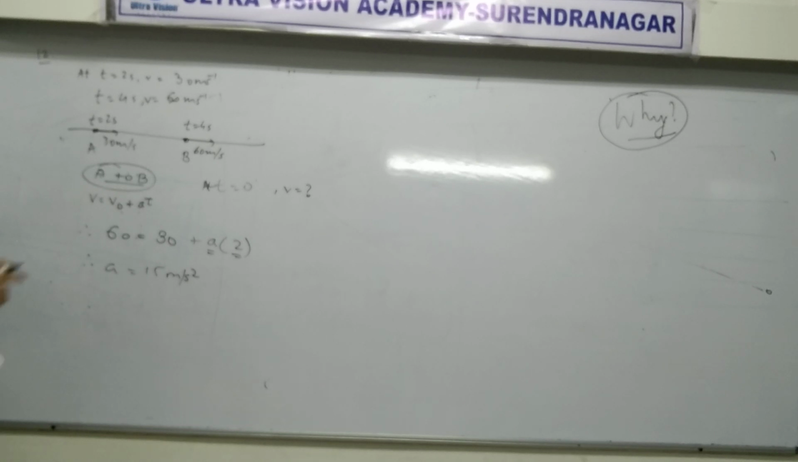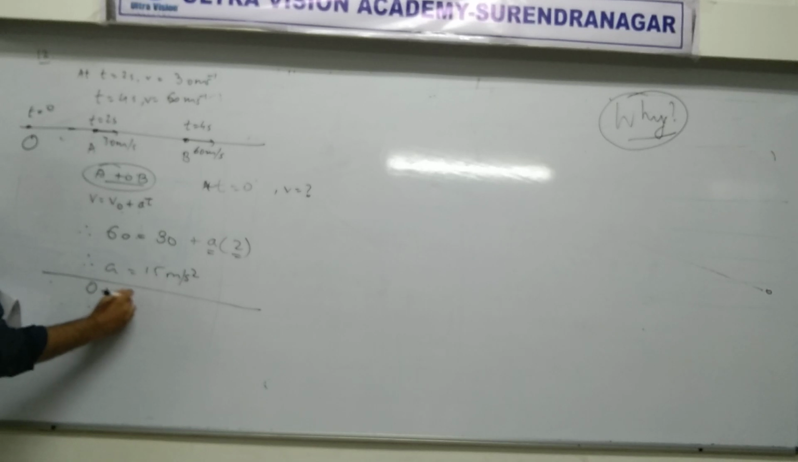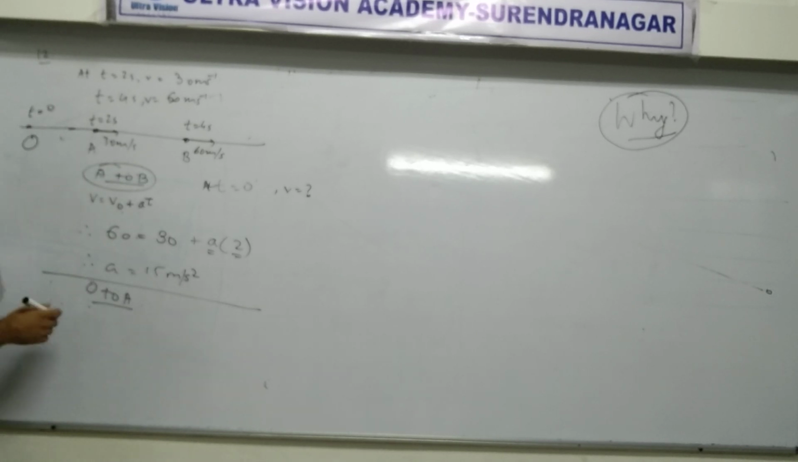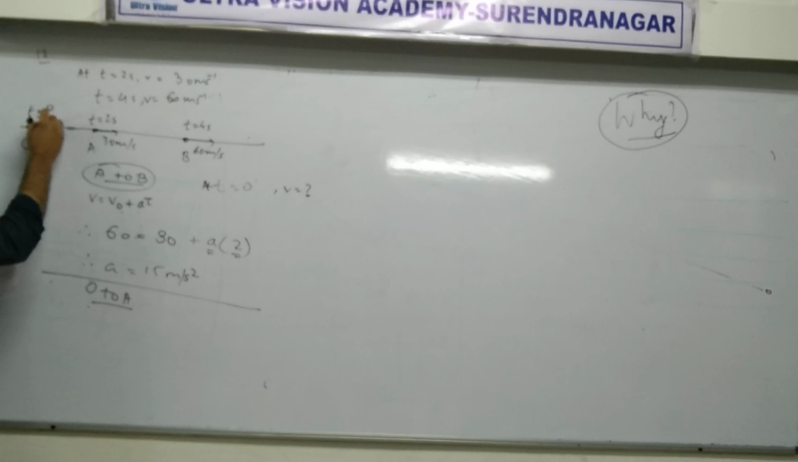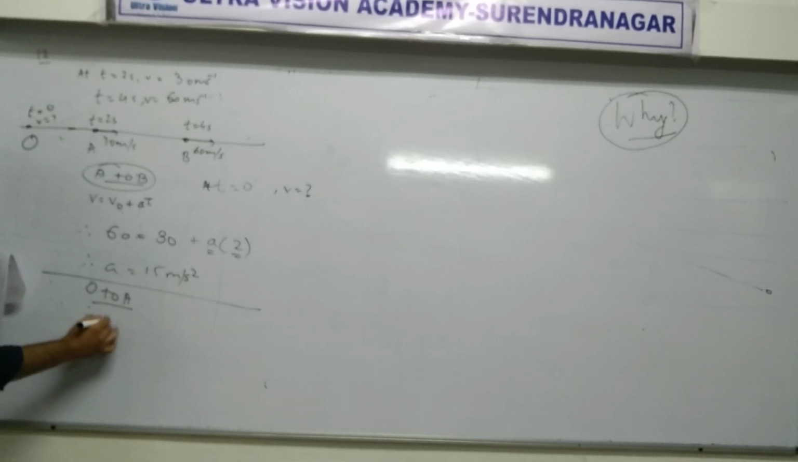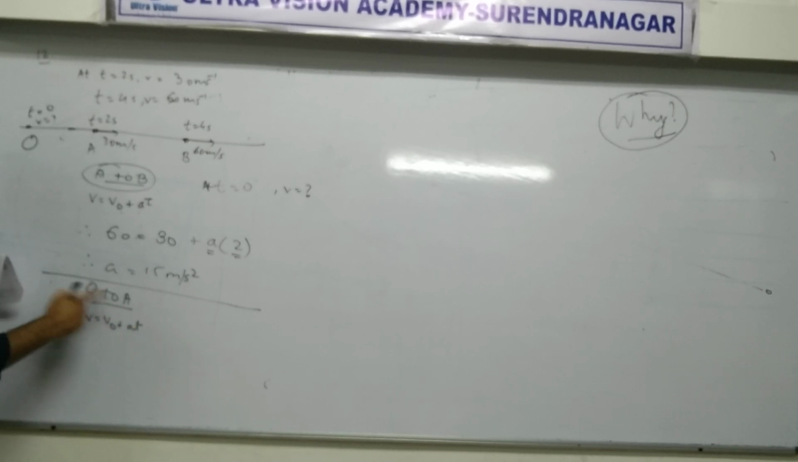Now I will find out what is the velocity at t equal to 0 by doing it once again. Suppose here t equal to 0, point O. O to A. Did you understand? Now I am going to do my calculation from O to A. Clear or not clear? Everyone? Okay. Which equation should I use to find the velocity here? V equal to V0 plus at. Which point is initial?